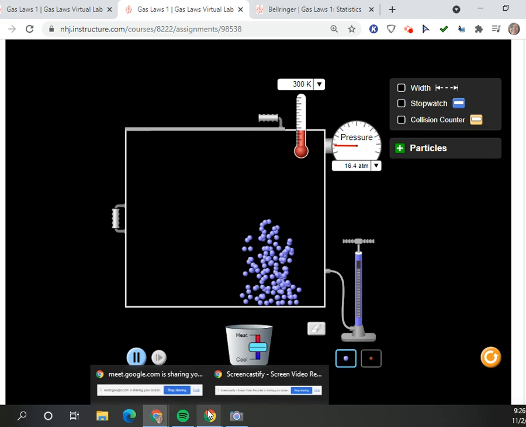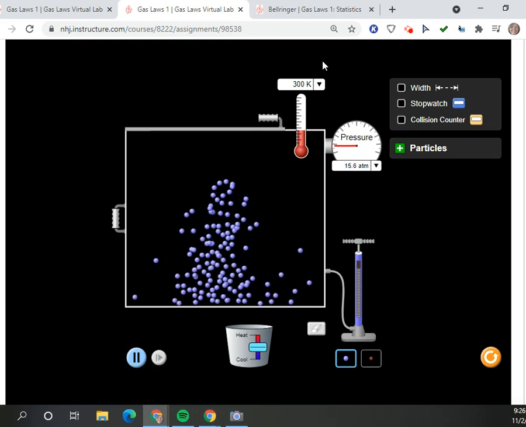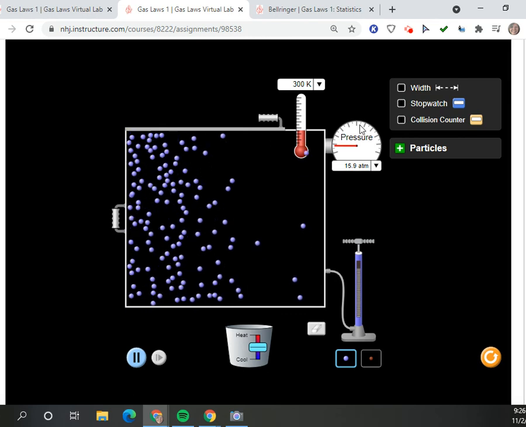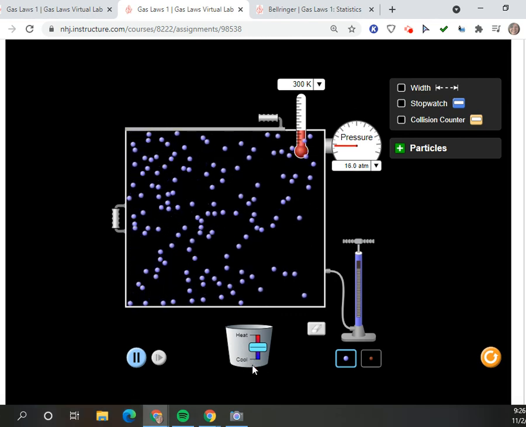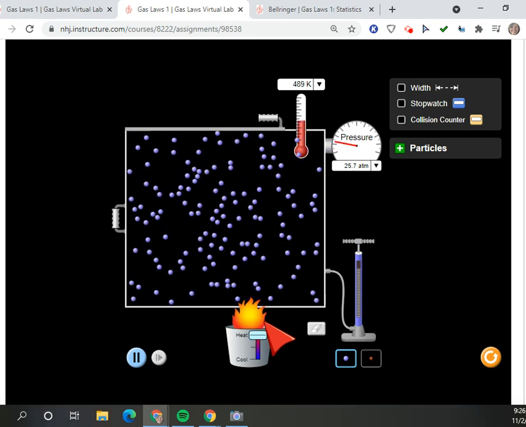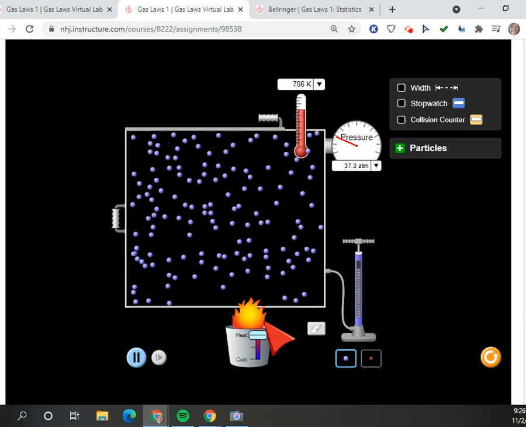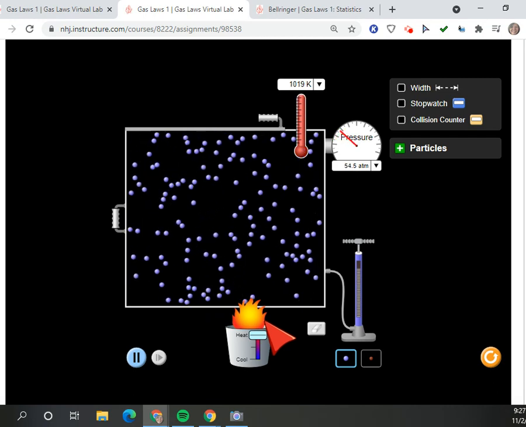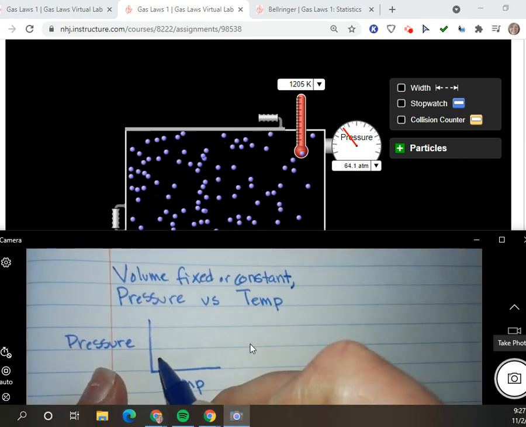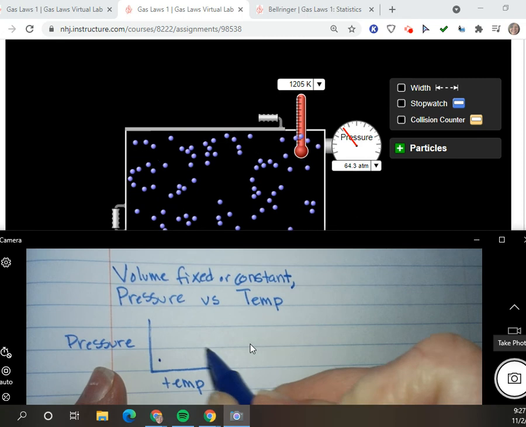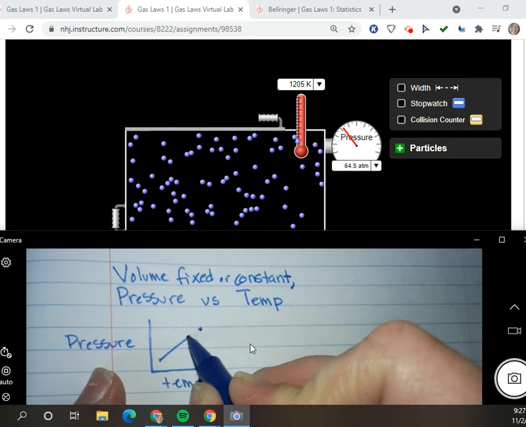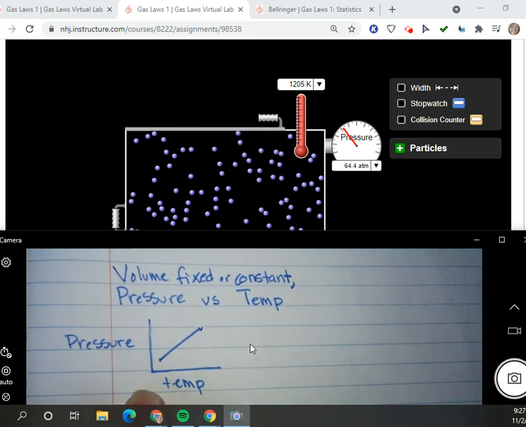So if I put in some molecules, notice my temperature's at 300. They're just happily moving around. If I add heat, what happens to my pressure? It keeps rising. It keeps increasing. So how are we going to show that on our graph? My temperature started here and it went up. My pressure started here and it also went up. So our graph, again, is a positive correlation.